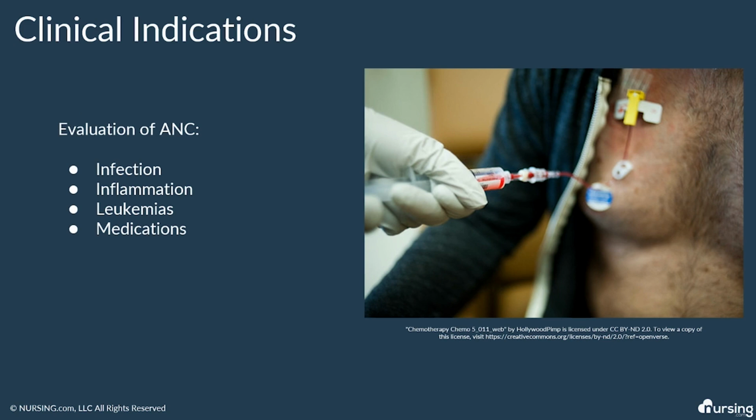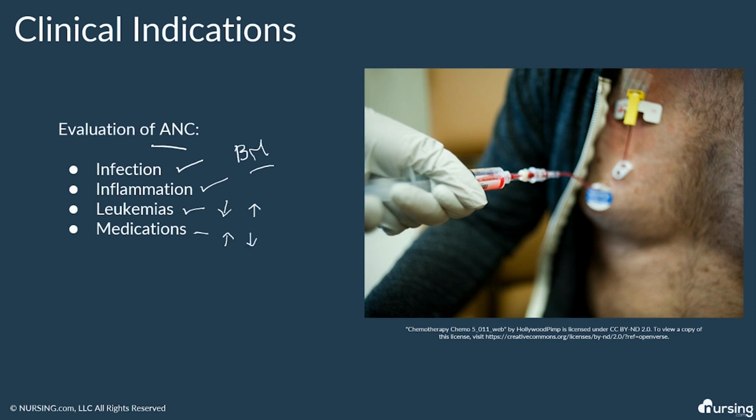Because you'd be right. A clinical indication for evaluating an ANC is in times of infection or inflammation. That's when the bone marrow is producing a ton of these neutrophils. It wants these cells to get out and help in an immune response. Also, it's monitored in certain leukemias. Sometimes the bone marrow is suppressed, therefore the ANC will be low, or in some leukemias, it might even be high. Certain medications can either increase or decrease the ANC as well.